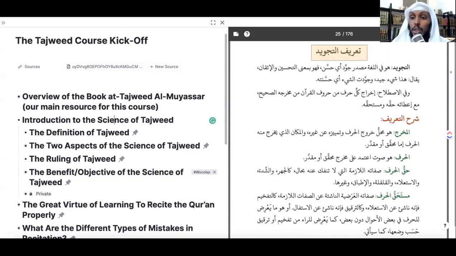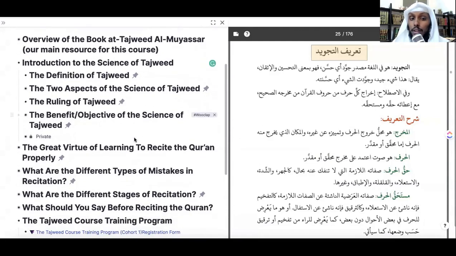So what is it? Tajweed, لغة or linguistically, and the scholars, the mashayikh, normally when they explain a word, they always try to make the connection between the linguistic meaning and the technical meaning, or the religious meaning. Okay, so the linguistic meaning of Tajweed هو في اللغة مصدر جود أي حسنة. Okay, and all of you are familiar with the word جيد, which means good. Okay, so it means to make something good and to beautify it and make it better. So that's Tajweed. Okay, linguistically.